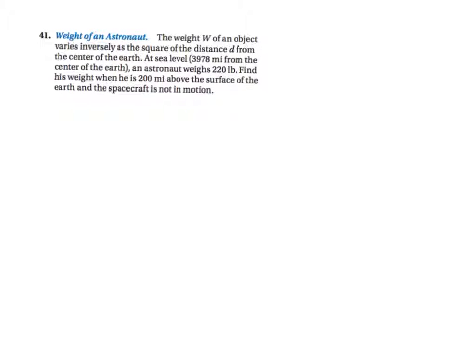Alright, in this question, it's on variations. It says the weight of an object varies inversely as the square of the distance from the center of the Earth. So, distance squared. At sea level, that's 3978. Oh, that'd be a distance. 3978 squared, K. At sea level, an astronaut weighs 220 pounds, so his weight is 220 pounds. Find his weight when he's 200 miles above the surface.